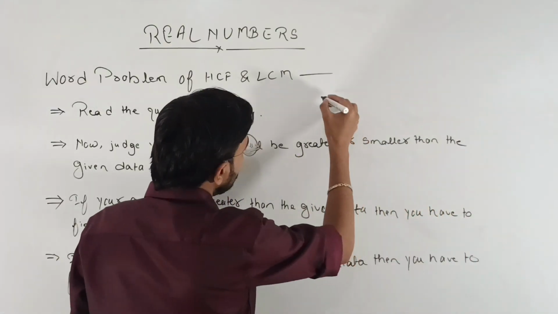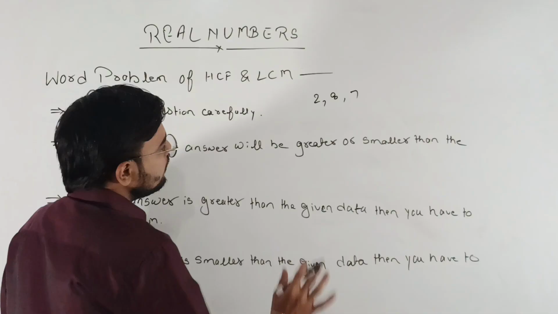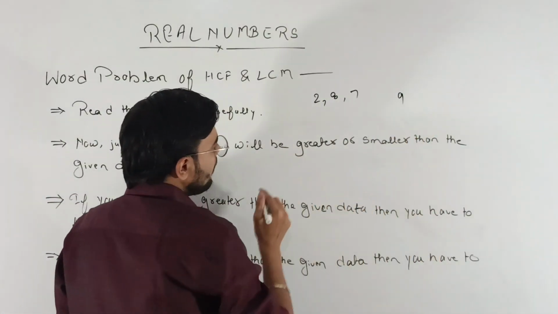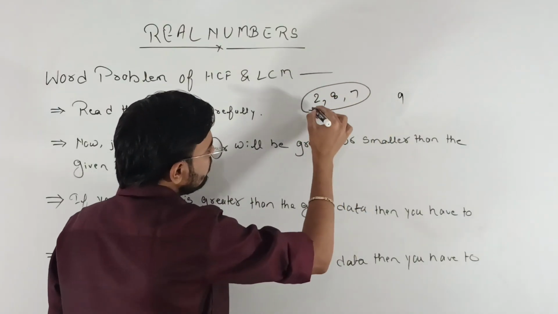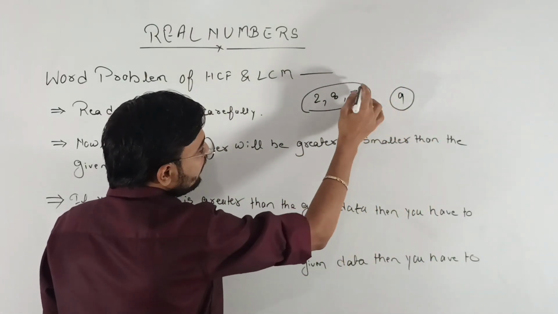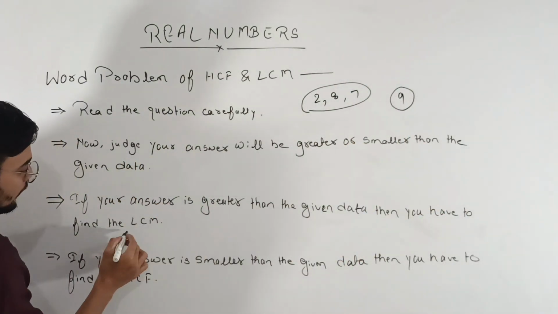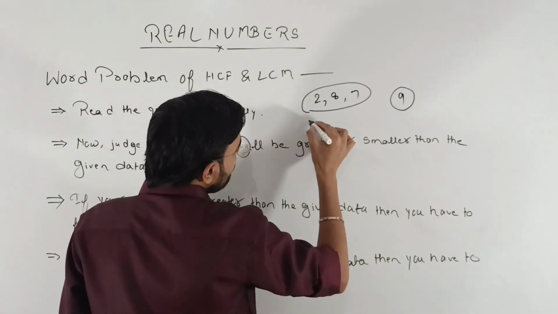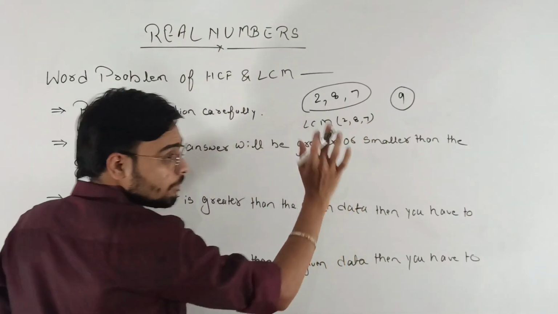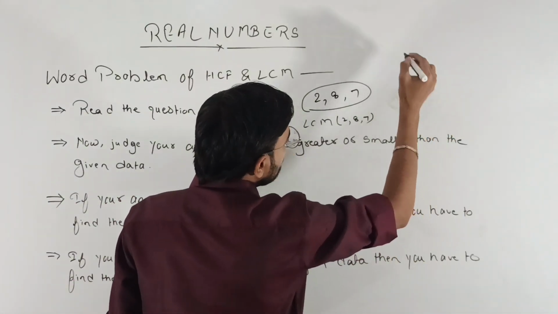Suppose your given data is 2, 8 and 7. Now you judge your answer, suppose your answer is 9. Look, your given data is 2, 8 and 7, and your answer is 9. Then see, 9 is greater than 2, 8 and 7. If your answer is greater, then you have to find LCM. For solving this word problem, you have to find LCM of 2, 8 and 7, the LCM of the given data.